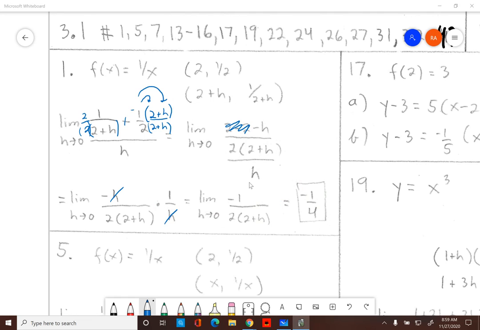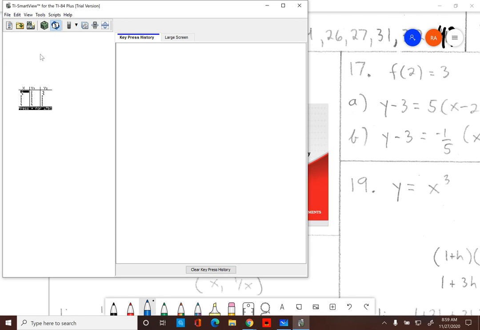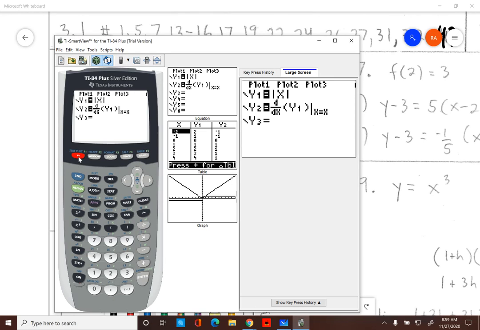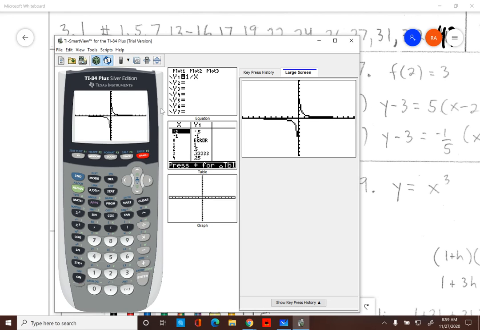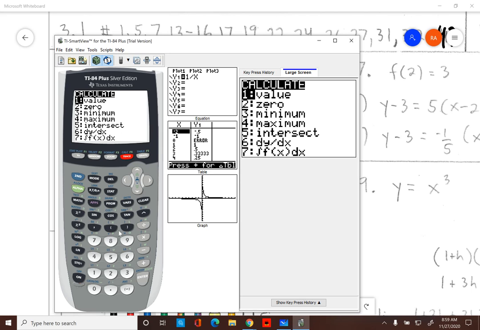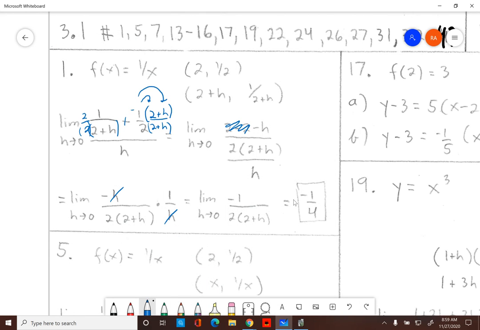So we can check that real quick, make sure that works using our little calculator trick here. Give this 1 second. So let's plug in our function, 1 over x. Let's graph it. There's 1 over x, and I'm checking at 2. So second, calculate dy/dx, which is number 6, at 2, and I get negative 0.25. So it's -1/4 with a little rounding error is my answer there.